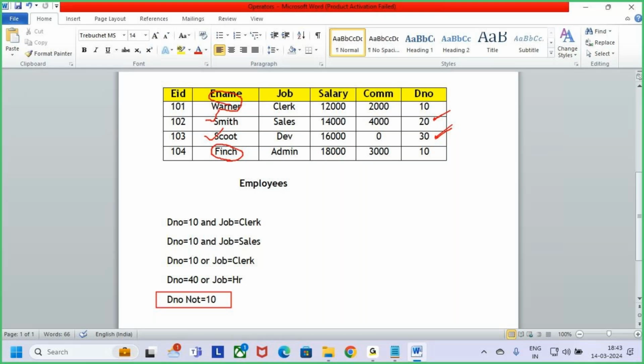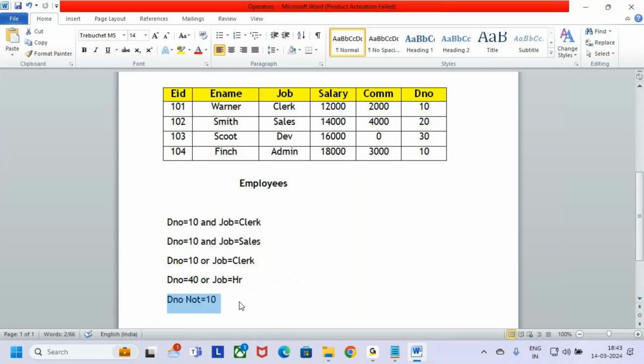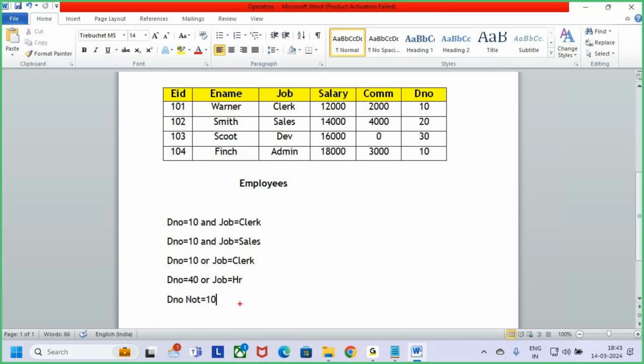So in this NOT operator, we pass only one input value, guys. Here we are not able to pass more than one input value. Based on that input, we'll get the output. Here I'm defining the condition as I want to find out the employees where the department number is not equals to 10. How many employees are there where the department number is not equals to 10? Two employees. Department number not equals to 10 means 20 and 30. Who are the employees working in 20 and 30? Smith and then Scott. So like this, we are going to use these logical operators.